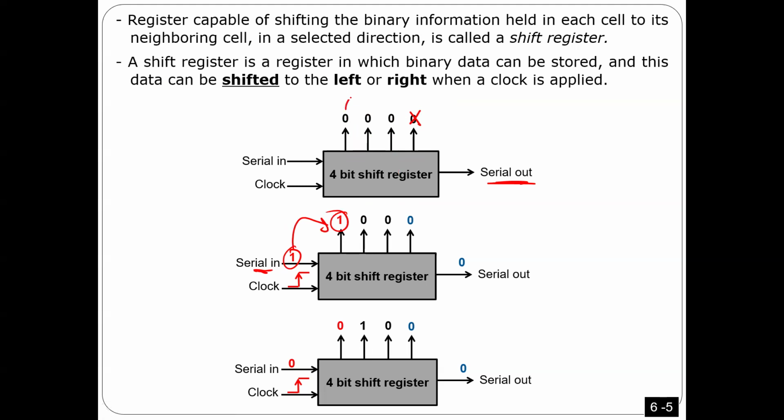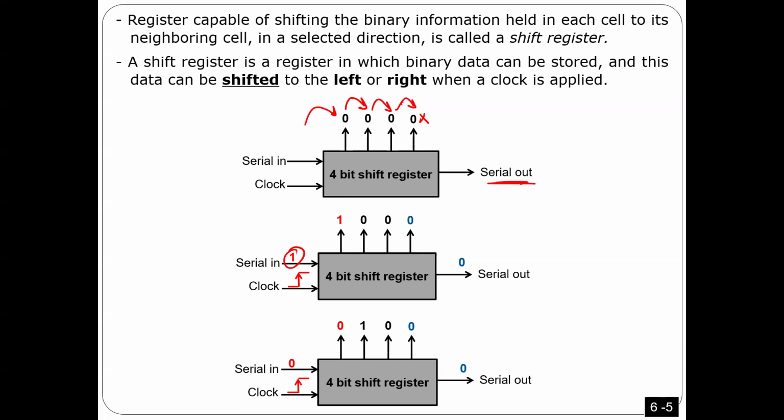This bit is going to come here. This bit is going to come here. This bit is going to come here. The old bit here is lost, and then the new one will come. All of them will shift. That's why if I input 1 here, this is how it looks. So every clock you do one shift.